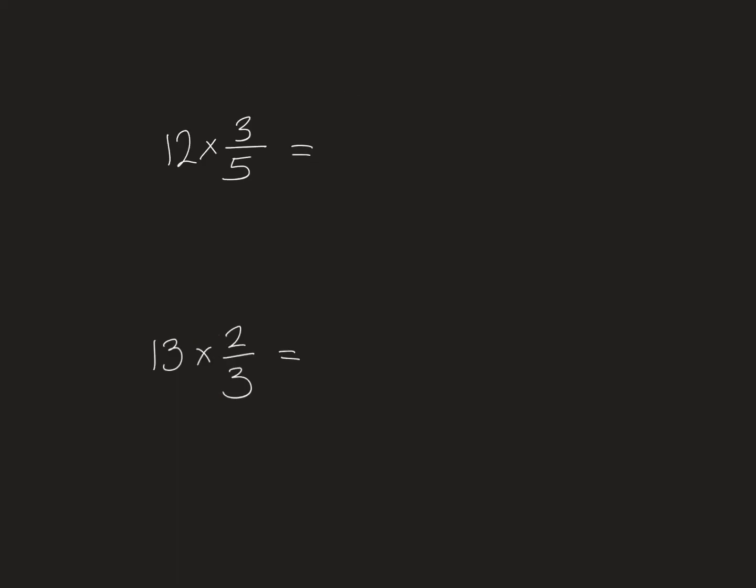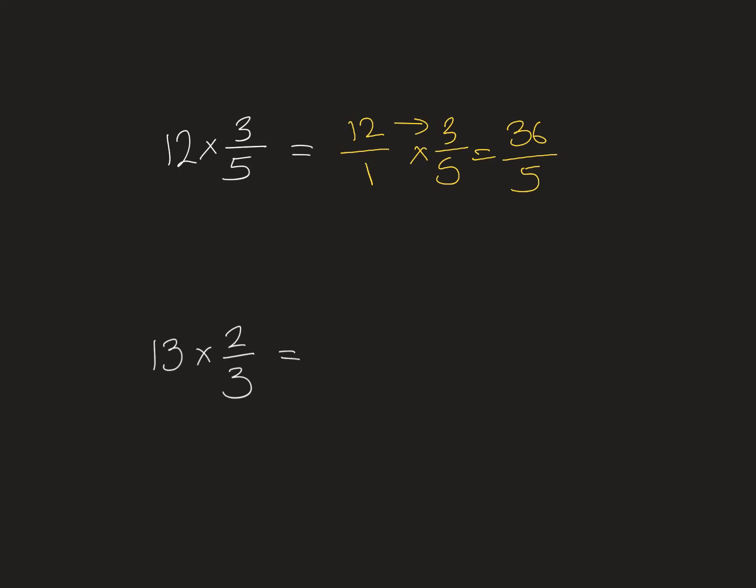Okay, we're going to take a look at a slightly different one. Same principle applies, but these questions are slightly different because you have a whole number and a fraction. So the first thing you need to do is change this whole number into a fraction. So you've got two fractions. So 12 is the same as 12/1, because 12 divided by 1 is simply 12. So we can write it out like that. 12/1 times by 3/5. Again, multiply across the top. So 12 times by 3 is 36. 5 times by 1 is 5.